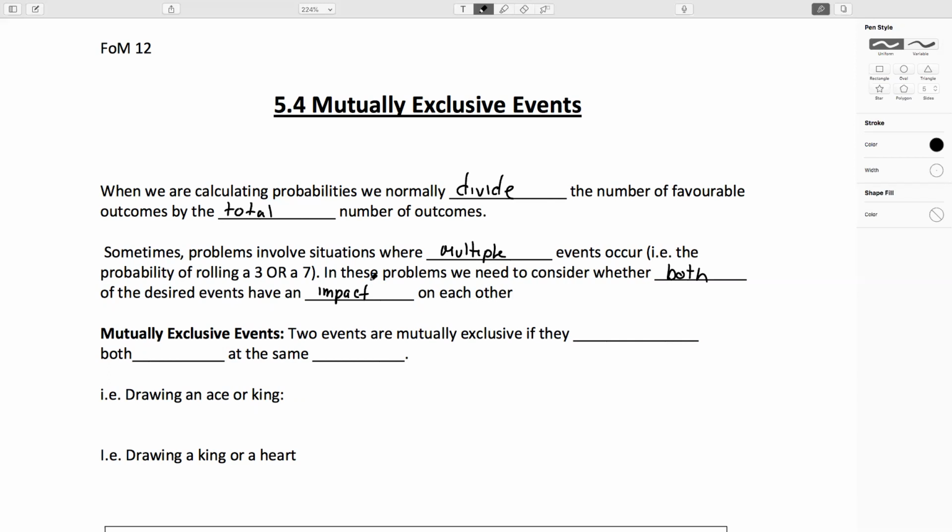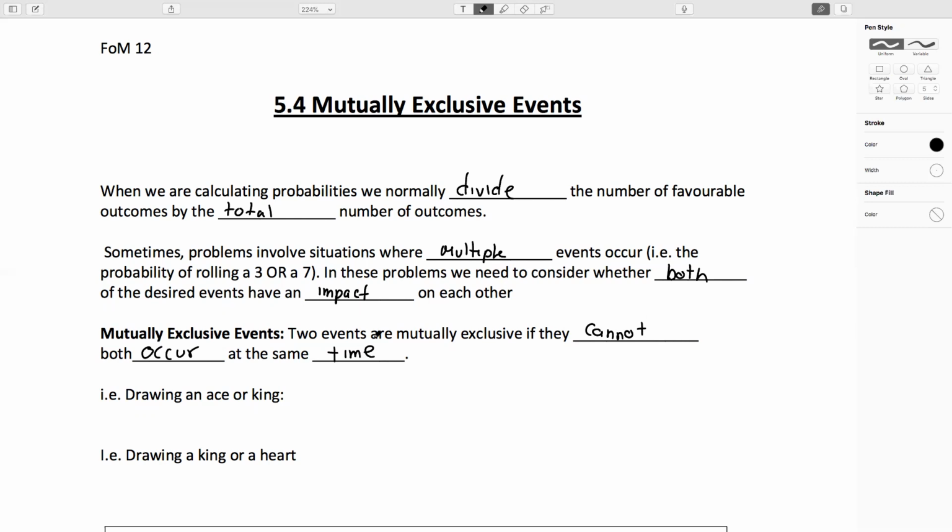Compare that to a situation where you had to select 3 people. Is selecting one person going to impact selecting the next person? That's the kind of thing you have to start asking yourself, which leads us to what a mutually exclusive event is. So two events are considered to be mutually exclusive if they can't both occur, if they cannot both occur at the same time. For example, drawing an ace or drawing a king.